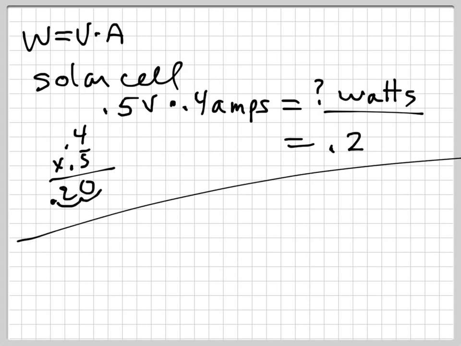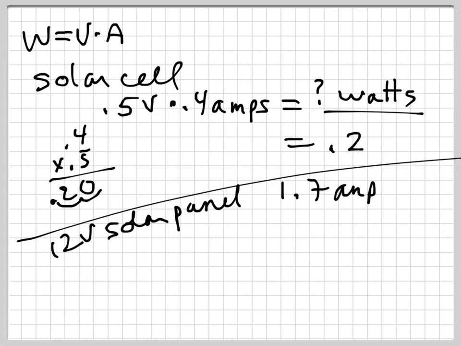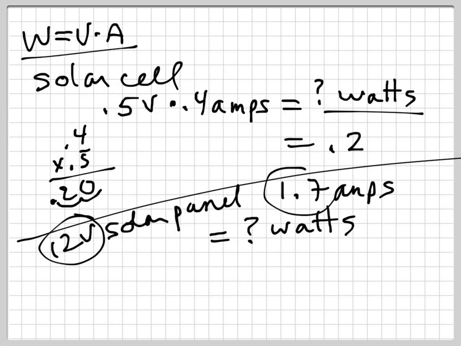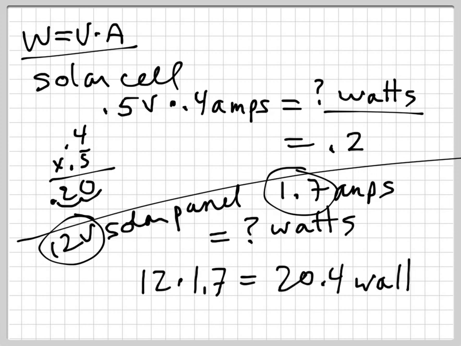I got one more example. We have a 12-volt solar panel. That's a pretty common panel. And it's generating 1.7 amps. And so how many volts is that? Sorry, not how many volts. How many watts? So watts equals volts times amps. We got 12 volts, 1.7 amps. So it's just 12 times 1.7 equals 20.4. Yeah, you've got a calculator on your computer there. 20 watts.